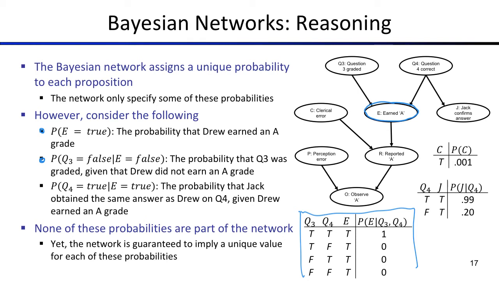And another query that we can express is like this one. What is the probability of Q4 being true, given that E is true? Is the probability that Jack will obtain the same answer as drill on Q4, given that drill earned an A? So we are looking at different things here, relationships between the nodes. They are not directly connected, and the process of inference will calculate this for us and give us an answer. It's very important that if the representation is compact, the algorithm will be efficient, and the time that we will get the answer will be feasible.